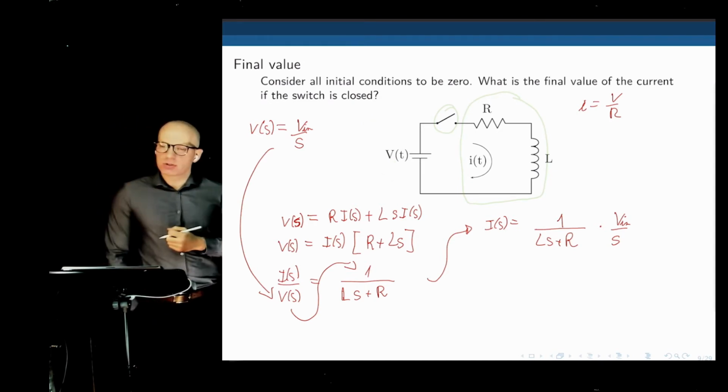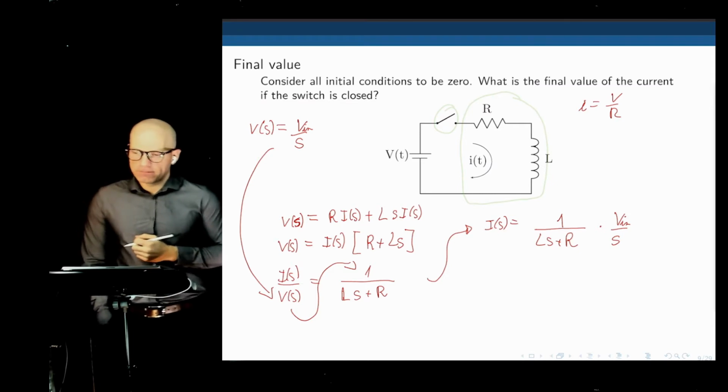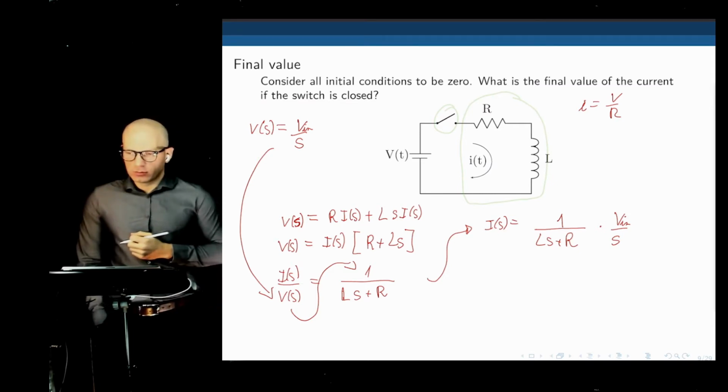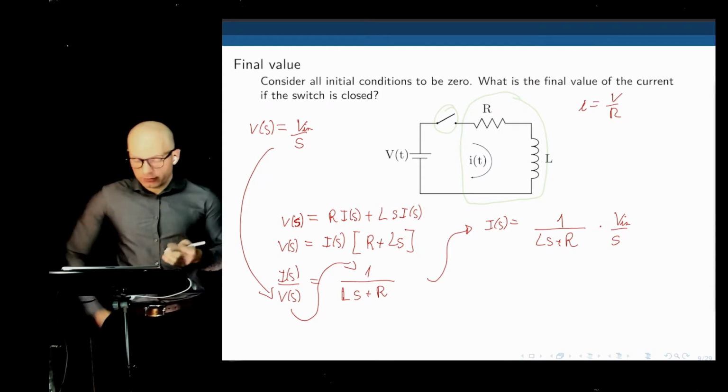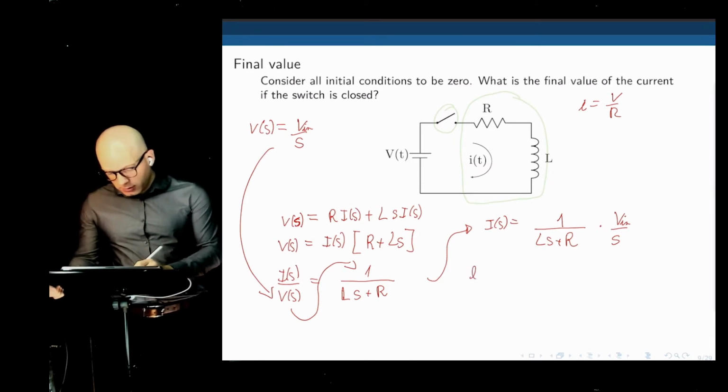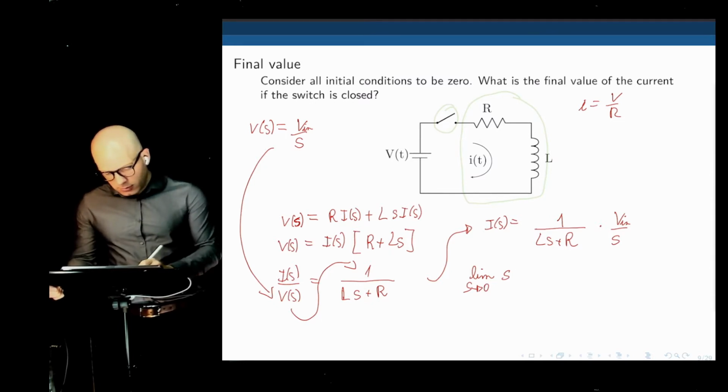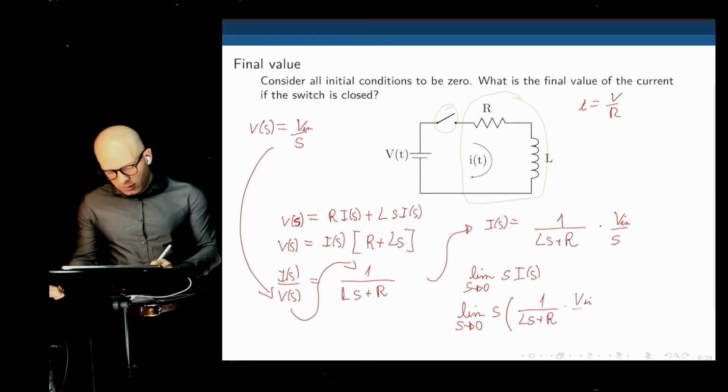Any questions up to this point? No? Okay. So if you want the final value, now let's find the final value by simply calculating the limit when s tends to 0 of s, that's from the theorem, times I of s, which is the limit when s tends to 0 of s times the entire function 1 over Ls plus R times V in over s.